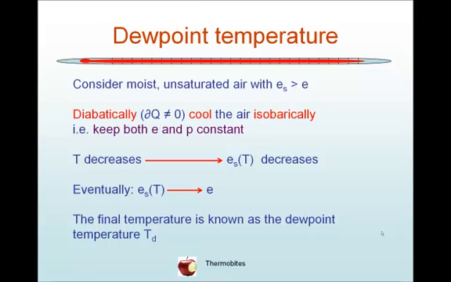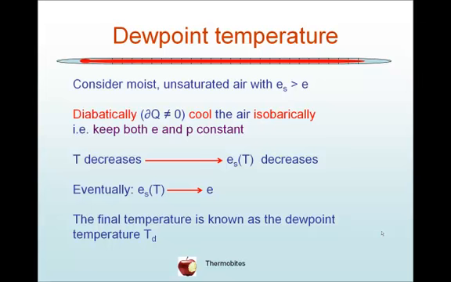Now diabatically cool the air isobarically. Diabatically means that the air parcel is allowed to exchange heat with its environment, and because it's cooling it means that it's losing heat. And isobarically means that the pressure is going to be constant. Both the vapour pressure and the dry atmosphere pressure, in other words the total pressure, will remain the same.